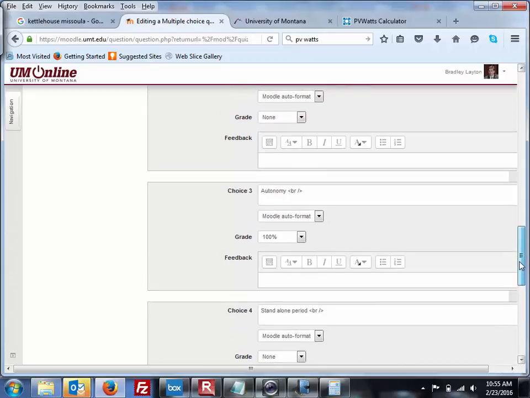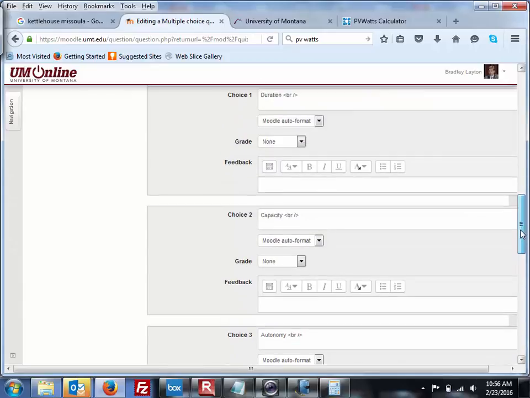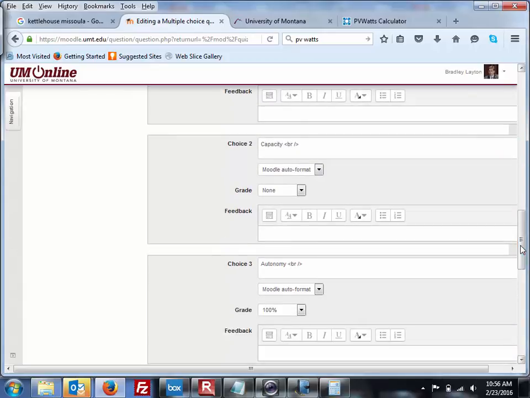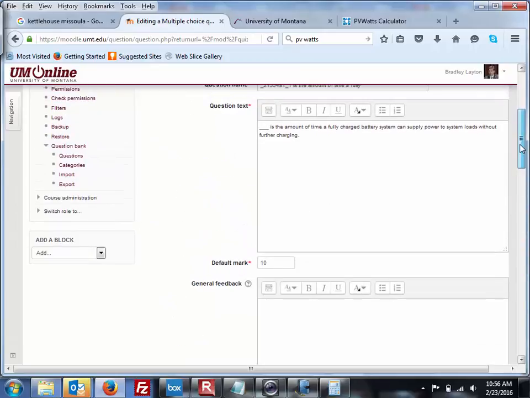Something else, capacity. Autonomy doesn't really make any sense. Autonomy does not make any sense, but check it out. That's the answer. Really? Okay. Better read the battery chapter. That's a new one on me. Actually, let's look it up in the book. I want to see that. The amount of time a fully charged battery system can supply power to system loads without further charging. Well, good to know. Is that page 483 in the glossary?